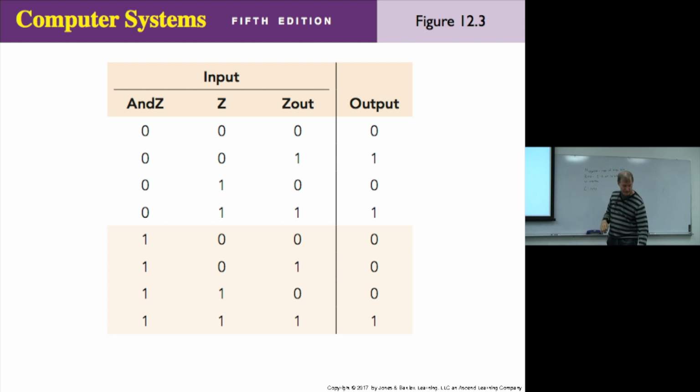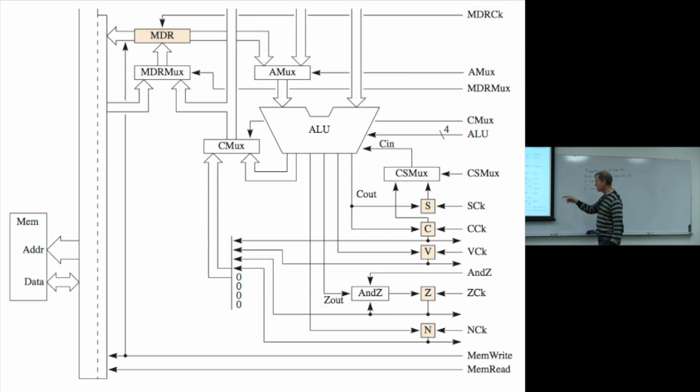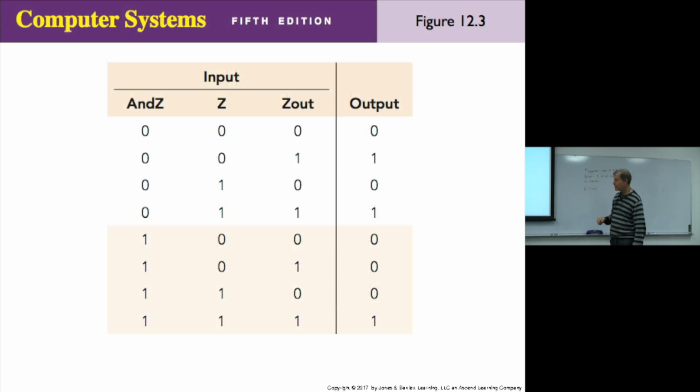Let's count inputs and outputs. Let's take a look at this AND Z circuit. How many inputs does it have? 3. And how many outputs? So it's a 3 input, 1 output. Are you with me? And let's see if this truth table makes sense.